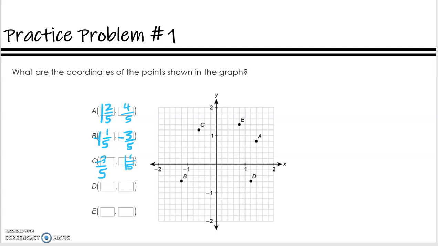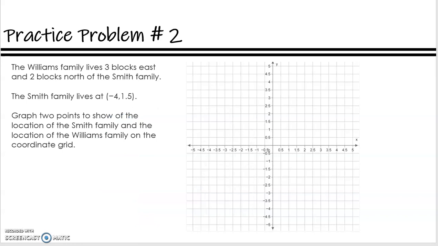D, you go right to 1 and 1 past, so that's +1 1/5. But then you go down 1/5, 2/5, 3/5. So -3/5. And E, I go right. I'm almost to 1, but I'm back 1. So that's 4/5, so +4/5. And then I go up past 1, 1/5, 2/5. So 1 whole and 2/5. Very good job. Okay, practice problem 2.